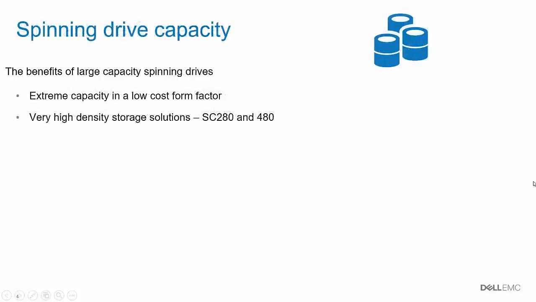We also have the ability to insert spinning drives in any of our platforms to gain large capacity when a lot of data needs to be stored that doesn't necessarily need low latency, but needs large capacity at a low cost per terabyte. We have two platforms, SC280 and SC480, which only differ in the speed of the SAS, which provide a large number of 7K spinning drives into the mix for large file shares, for large redirected user profile shares, for anything that needs very large capacity but doesn't need extreme performance.